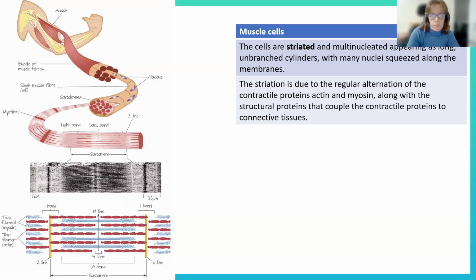The striation, or the stripes, is due to the alternation of these proteins, actin and myosin. We were talking about fibres and microfibrils last session. So that's what these are, these proteins, actin and myosin. You can see here they're sort of layered like this, and then they get pulled together, and that's how the muscle contracts and lengthens as they get pulled into each other. So these proteins are called contractile proteins.